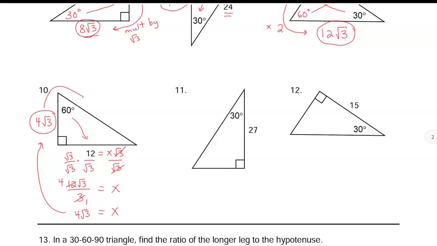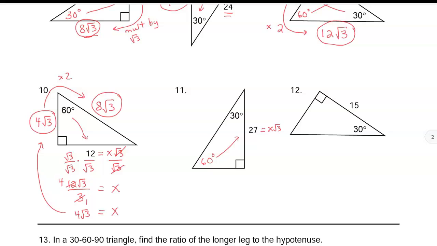Take that number and multiply it by 2 to get the hypotenuse. The hypotenuse would be 8 root 3. Number 11. The missing angle is the 60-degree angle, and 27 is across from that. So 27 is our x root 3 side.